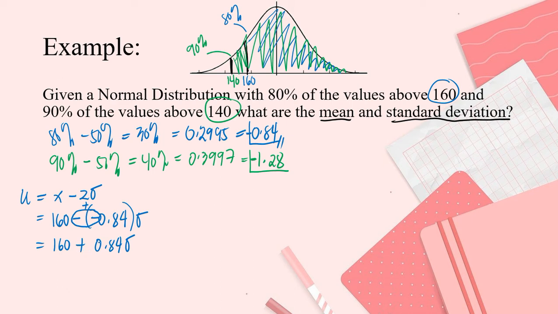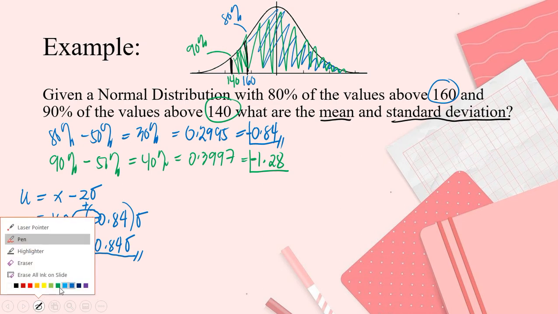So, ngayon, pwede ko bang ipagsama si 160 tsaka si plus 0.84? Pwede po ba silang pagsamahin? Hindi ko po sila pwedeng pagsamahin kasi magkaiba sila. Ito may whole number, ito po may SD. So, pansamantala, ito muna, hanggat di pa natin nakukuha yung value ni SD. Punta na tayo dun sa pangalawa.